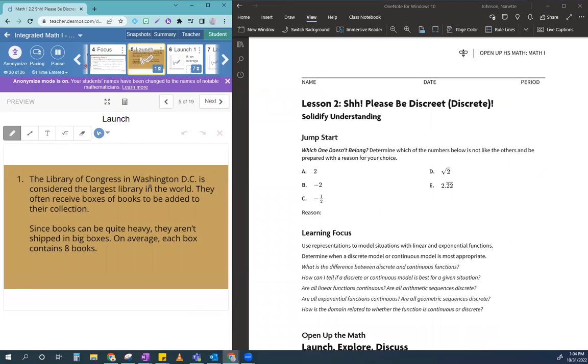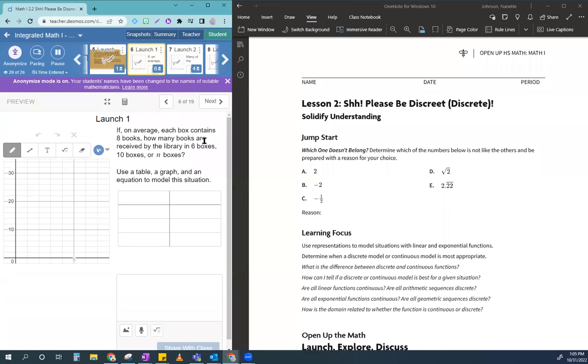It says the Library of Congress in Washington, D.C. is considered the largest library in the world. They often receive boxes of books to be added to their collection. Since books can be quite heavy, they aren't shipped in big boxes. On average, each box contains 8 books. So how many books are received by the library in 6 boxes, in 10 boxes, or in n boxes?